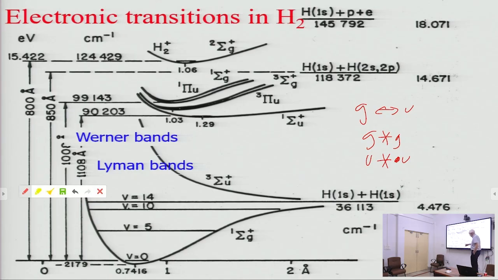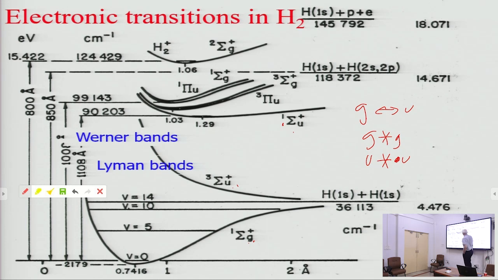So given that, if we start in the sigma g ground state, the triplet sigma u is spin forbidden. We can go to the singlet sigma u plus, because that's sigma to sigma, but singlet, that's g to u. And that band is called the Lyman band. It was slightly unfortunate because that's the same name as Lyman alpha. It's not the same system. So Lyman in H2 and Lyman in H.